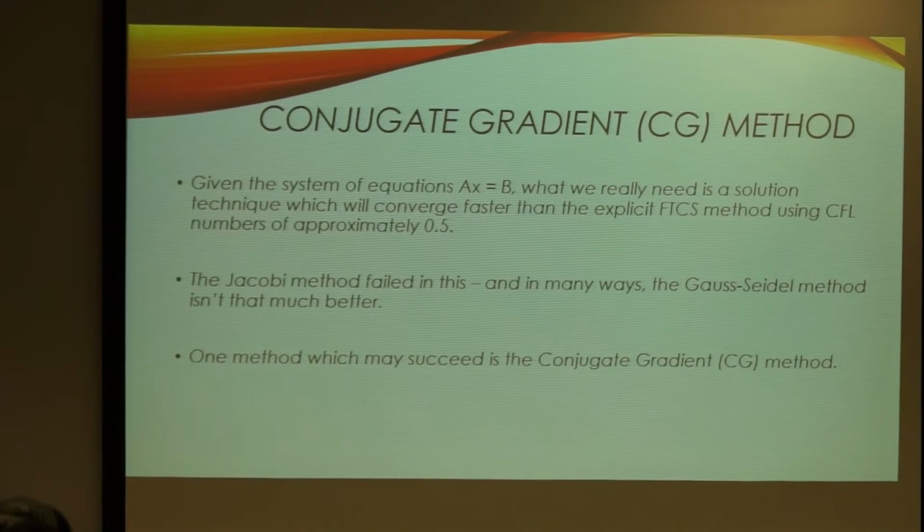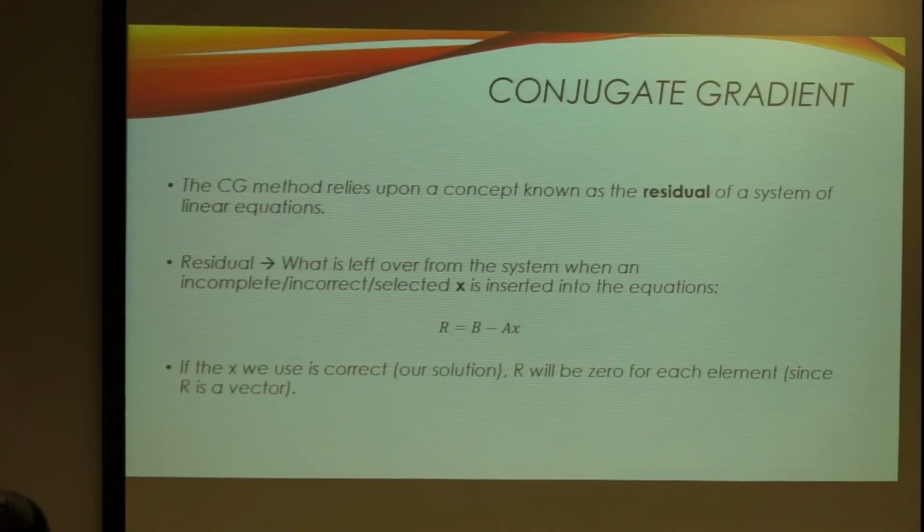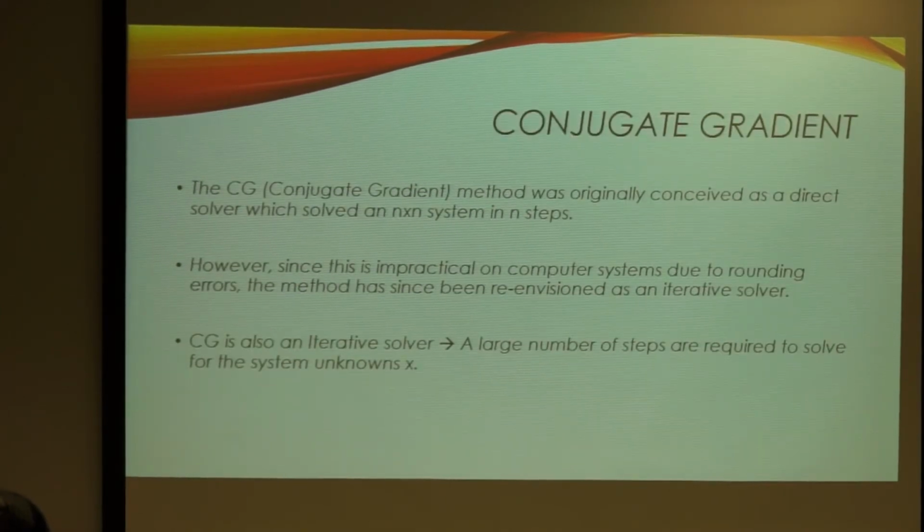Explicit FTCS is very easy to code, so that will work every time, but you have to limit your CFL. We want something faster than that. Jacobi is not faster than that, because it's basically the same thing. Gauss-Seidel, not much better. But the convergence properties of CG are completely unrelated to the physical process of heat transfer. That's why we use it. We're guaranteed to converge faster than FTCS.